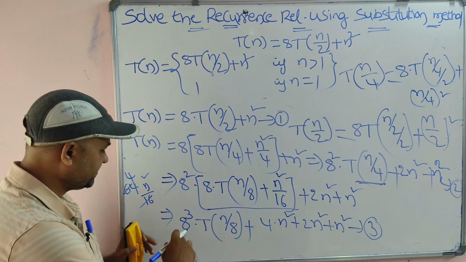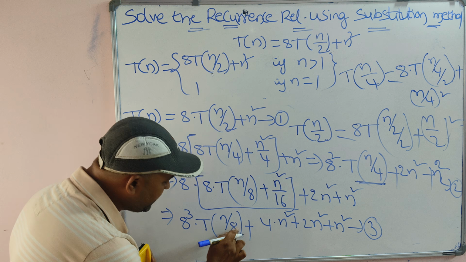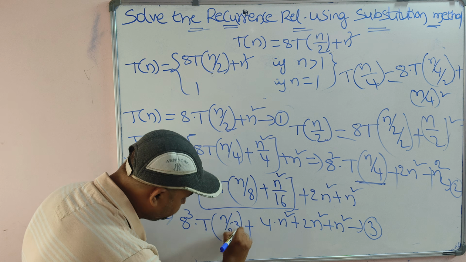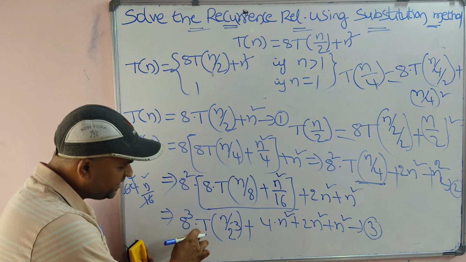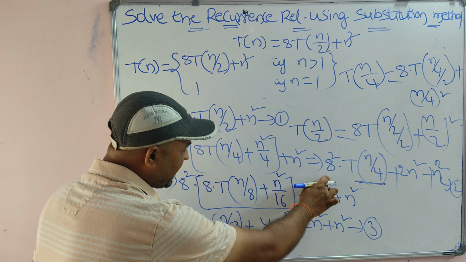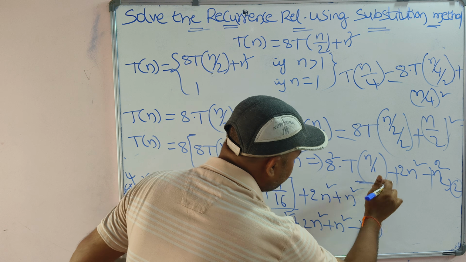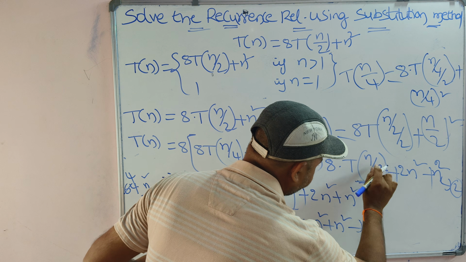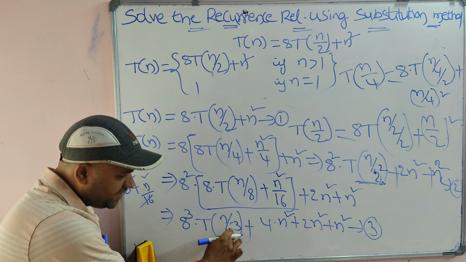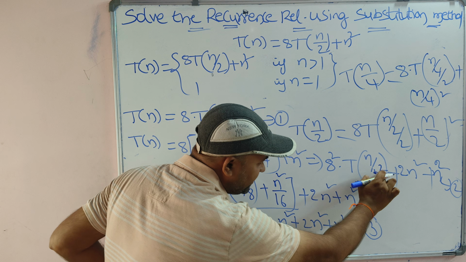This is the first equation. Here we have 8 cube into T of n by 8, so we can write this 8 as 2 cube: 8 cube into T of n by 2 cube. If you see the second equation, 8 square into T of n by 4, we can write this 4 as 2 square. So here 8 power 3 and here we have 2 power 3. Here 8 power 2 and here we have 2 power 2.